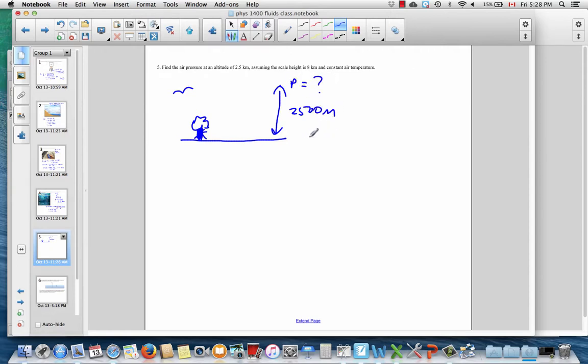Well, we know pressure increases with depth, right? So if this were the water's surface, then the pressure would get bigger as you go deep in the water. Right here at the surface, it would be atmospheric pressure. So as we go up, we expect the pressure to decrease, because we know it increases as we go down, so it should decrease as we go up.